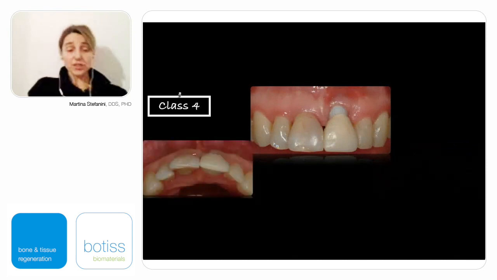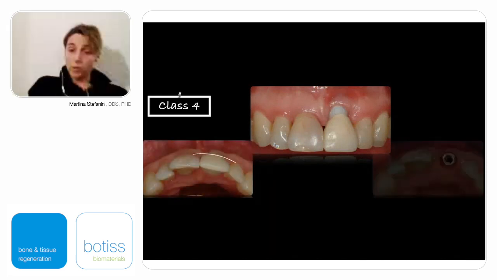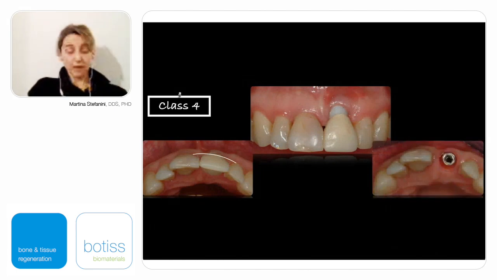That means it is more palatal with respect to the straight line that connects the adjacent teeth. While in class 4, we have to remove the crown because the crown is outside, and also the implant head is outside.